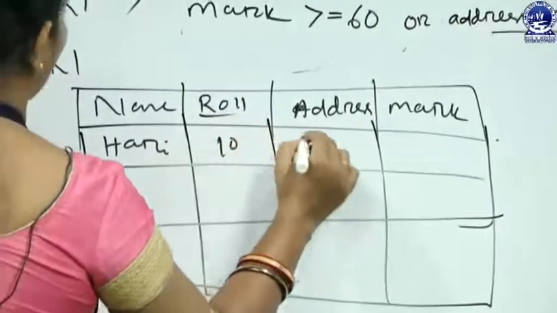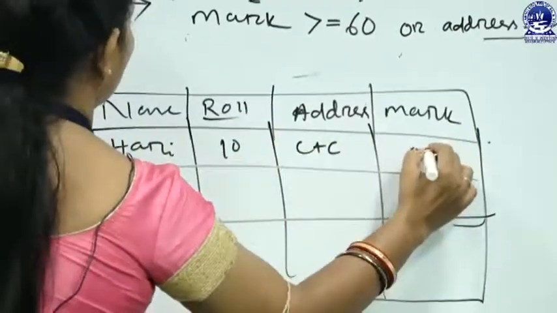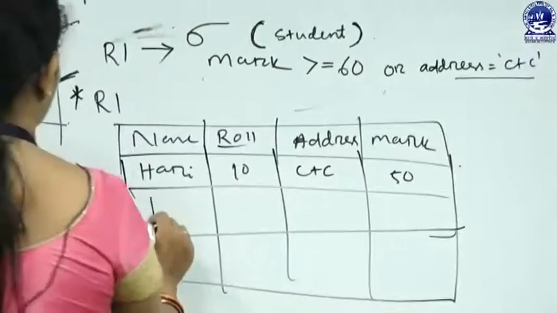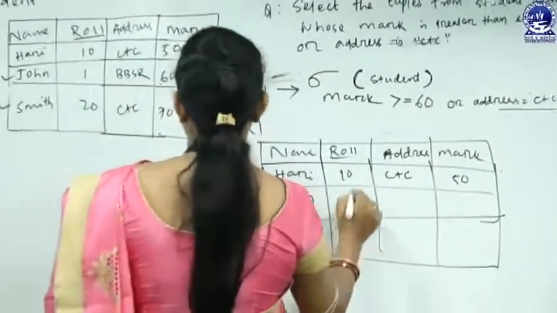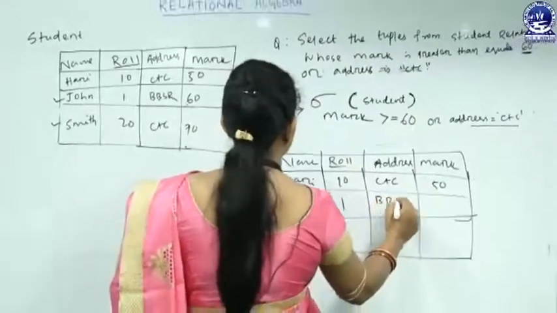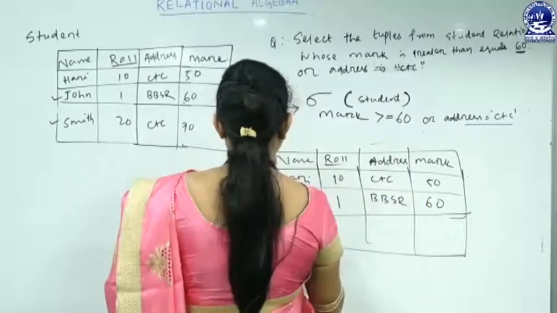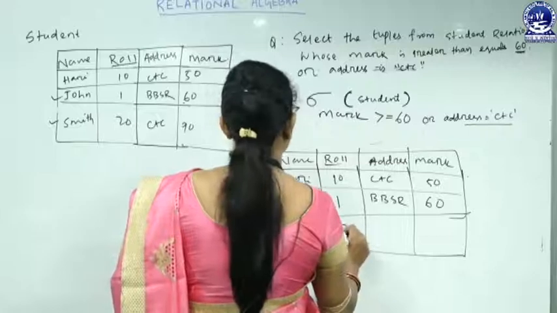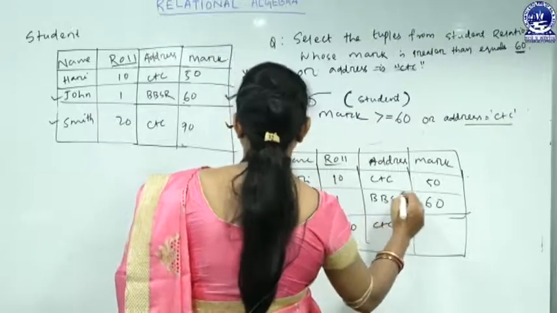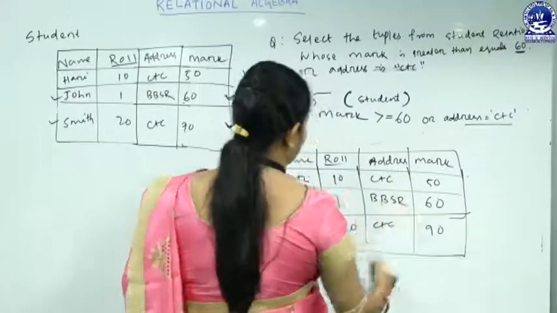Role is 10, address is CTC and mark equals 50. Then the second one is John, role is 1, address is BBSR and mark is 60. Name is Smith, role is 20, address is CTC and mark equals 90.